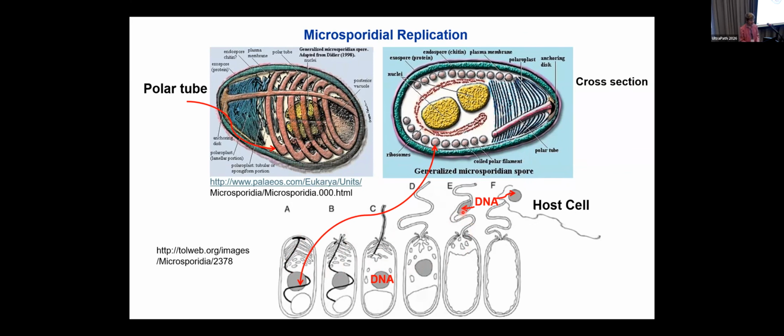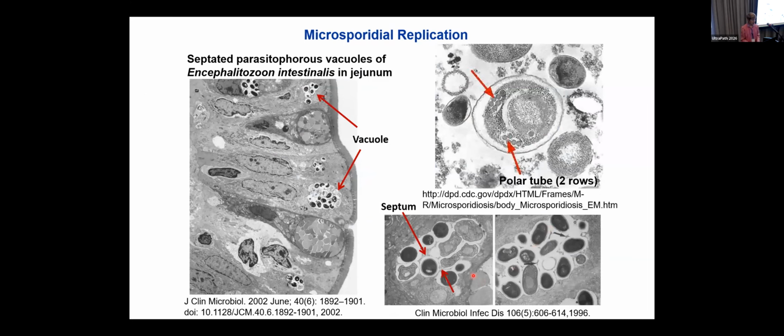The DNA from the spore is extruded through the polar tube that has attached itself to a host cell. The spore body doesn't go into the cell, but the DNA is squirted in there like a hypodermic. This is replicating in gut tissue. You see it's inside a vacuole.